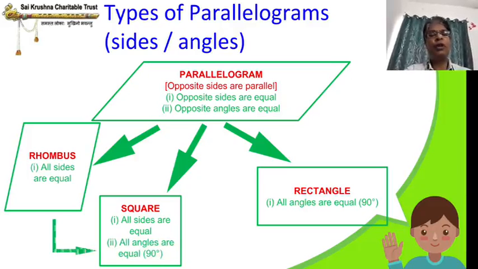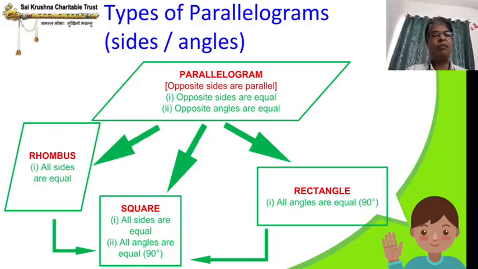So let me put the flow also here. Rhombus flows into a square, rectangle flows into a square. That means square satisfies the property of rhombus, rectangle and parallelogram. Rhombus and rectangle, if I say, that is sufficient, because rhombus satisfies part of parallelogram, rectangle satisfies the balance part of parallelogram, and if you add together it becomes a square.